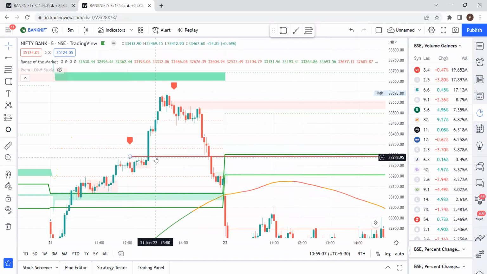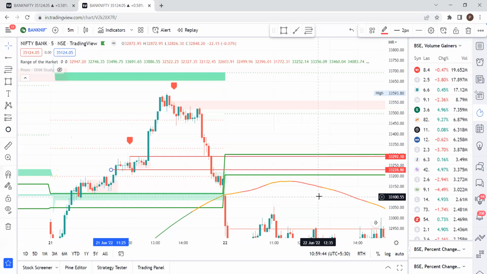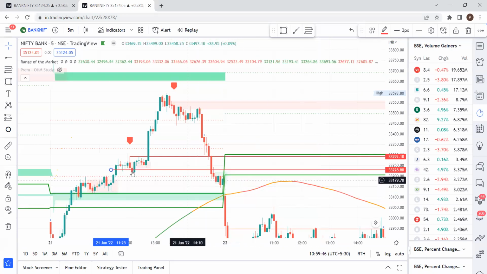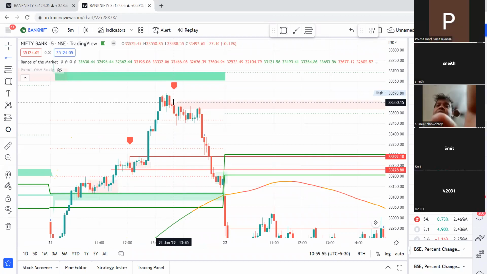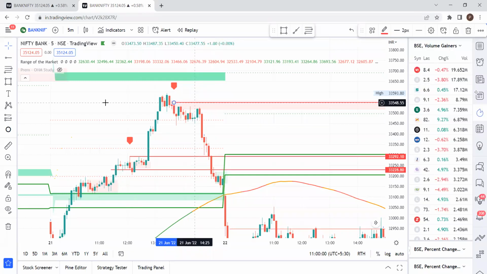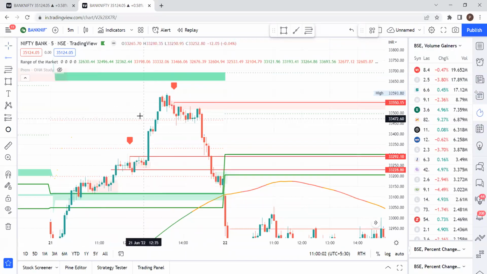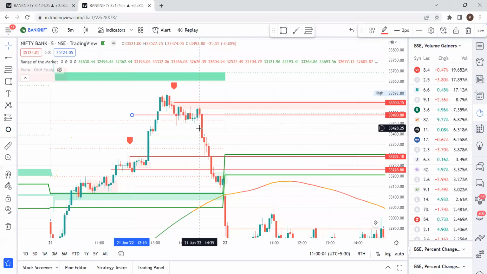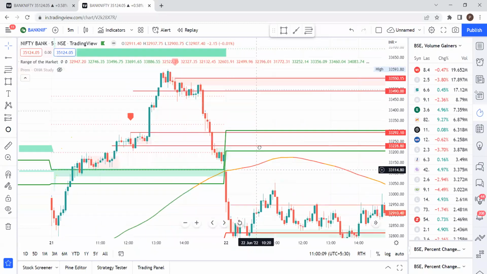Breaking this area will be a long. Breaking the low will be the short. Okay, so here, see, it broke the area and then your trade is on, you got a beautiful profit. Again, see here, this is an area, another area got created. If this area got created, breaking this high, you can take a long, and breaking this low, you have to take a short. So after breaking this area, you see how beautifully it came down.